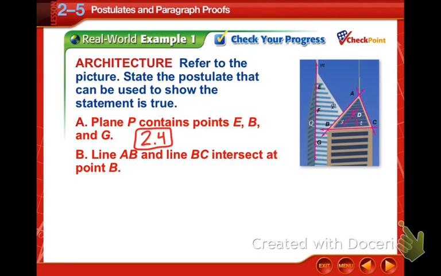And then B says line AB and line BC intersect at point B. So we're talking about an intersection, so it's either 2.6 or 2.7. And we're talking about 2 lines intersecting at a point, so that means it's 2.6.